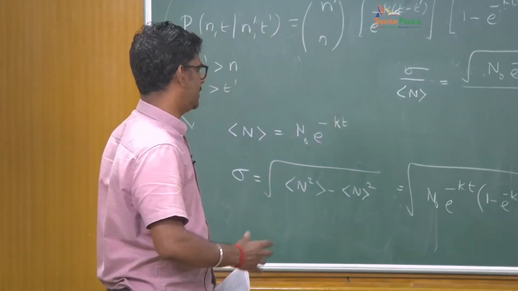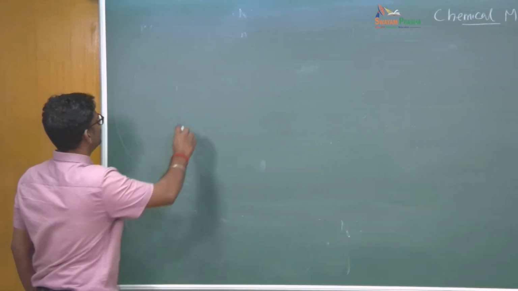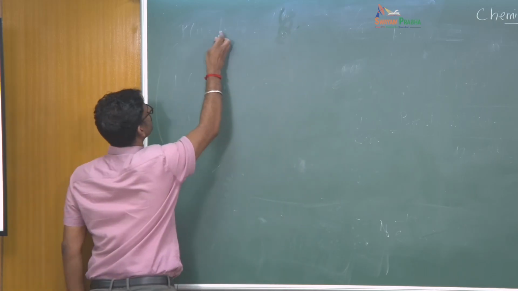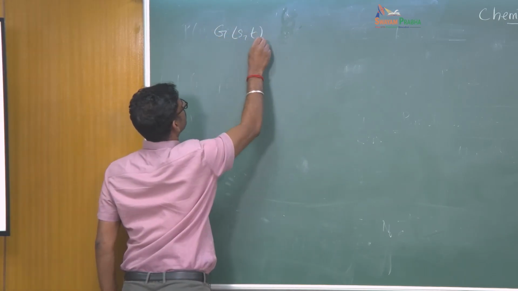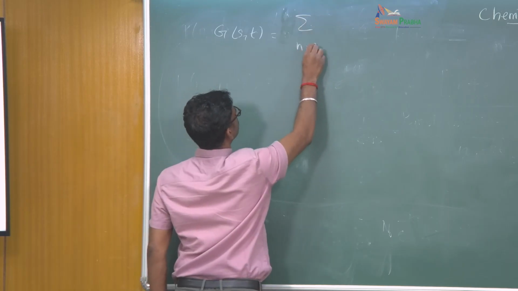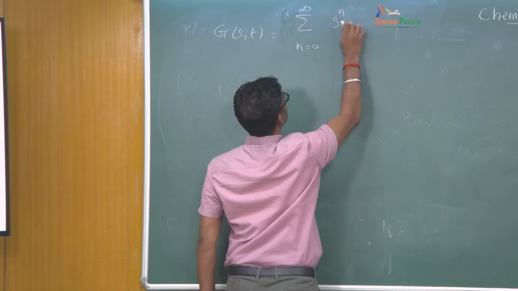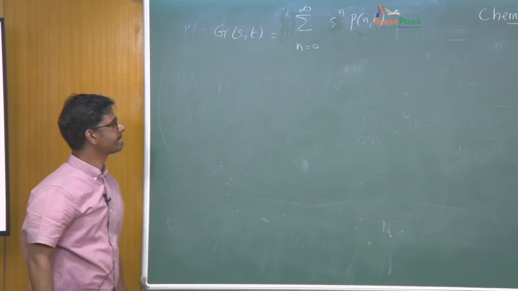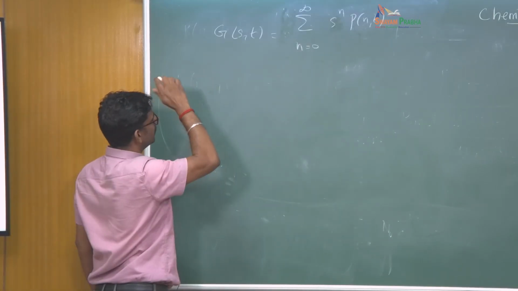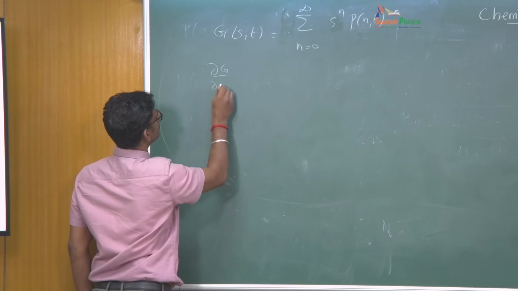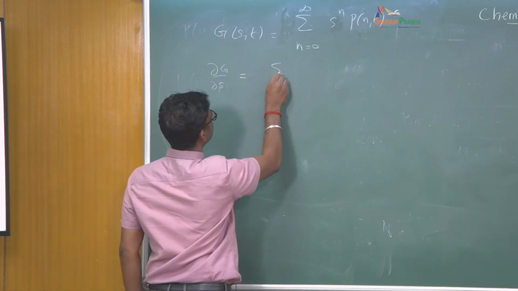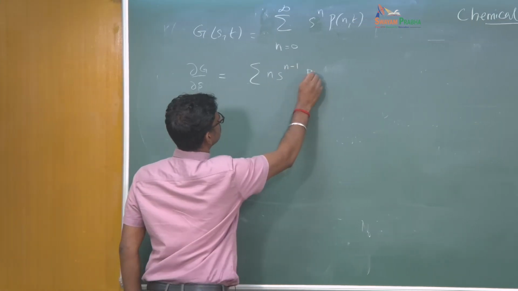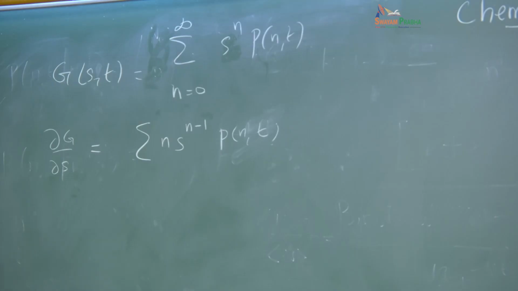This is not really essential, but it's probably a nice tool to know. So we'll start again from the definition of generating function, and then take the first derivative of g with respect to s. Let's say I want to calculate this property at s is equal to 1.